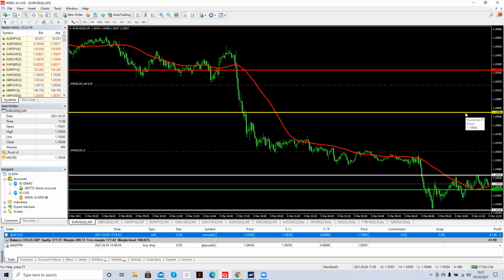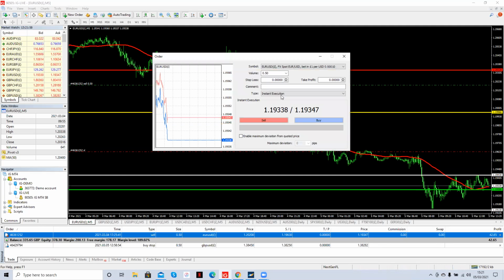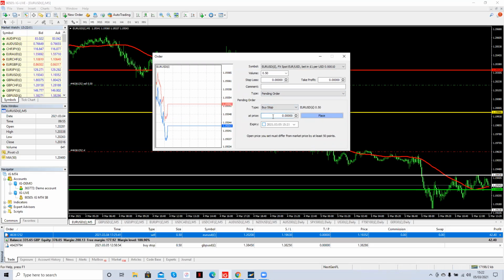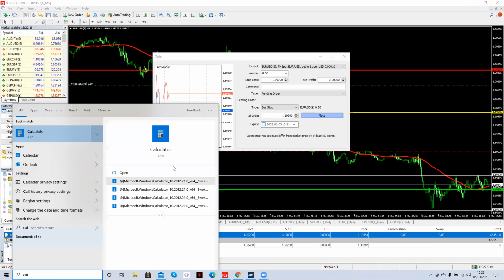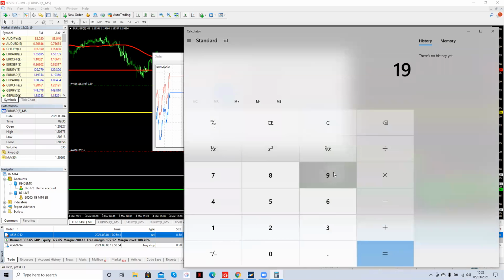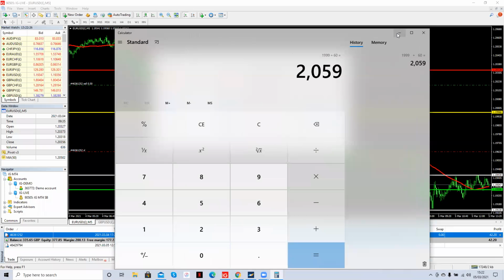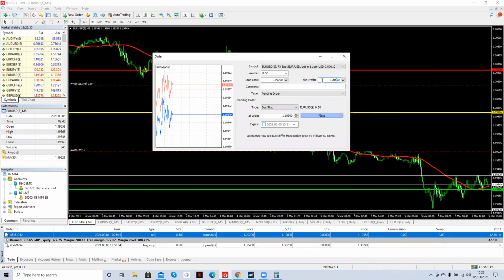So like I said, the pivot point there is 1.19996. Just round that up to 1.1997. So 2 pips above that will be 1.1999. So stop loss 1.1979 and take profit 20 pips above. Bring out the calculator. That's 1999 plus 60. So that's 2059. 1.2059.